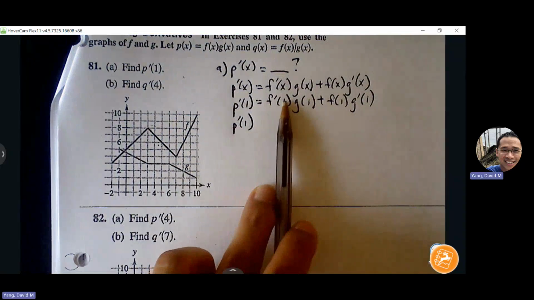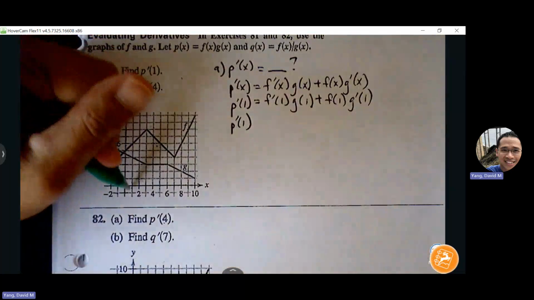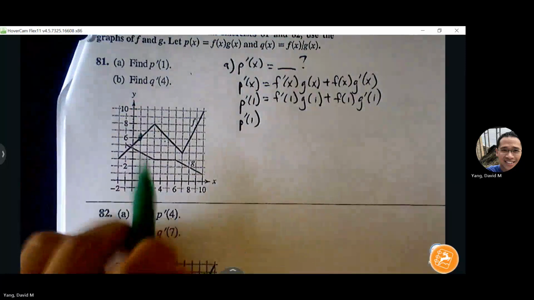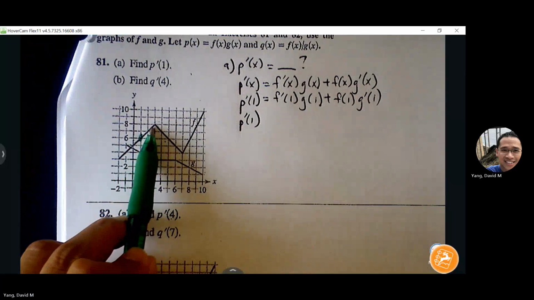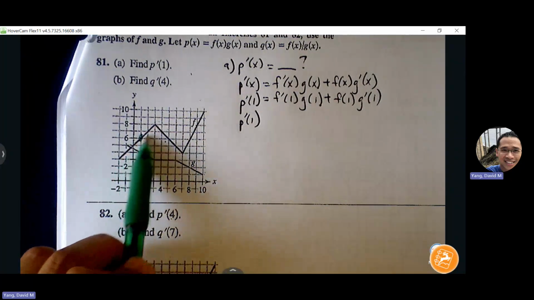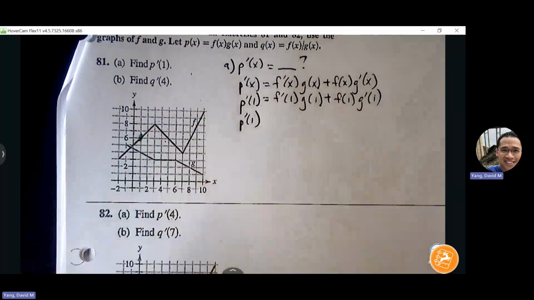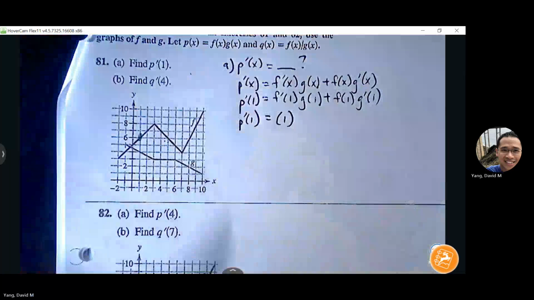F prime of 1. F prime of 1 is asking for, look at the F graph. I'm going to highlight 1 here. Now, I know this is a straight line here, so if I just find 2 points and do rise over run, I can find the slope of this line. It's going to be consistent all the way through. What's the slope of this line? 1, right? I pick a point, I just go up 1 over 1. That's a slope of 1. So that's exactly what I'm going to put in place of F prime of 1, just the 1.